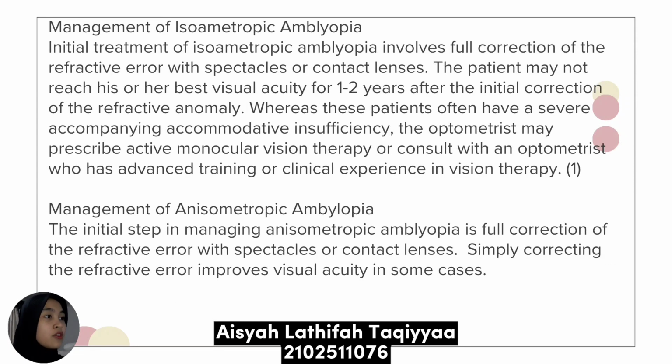Management of isoametropic amblyopia. The primary treatment of isoametropic amblyopia involves completely correcting the refractive error using glasses or contact lens. Management of anisometric amblyopia. The first stage of treating anisometric amblyopia involves completely correcting the refractive error using glasses or contact lens. Merely addressing the refractive error can lead to improvement in visual acuity for certain individuals.